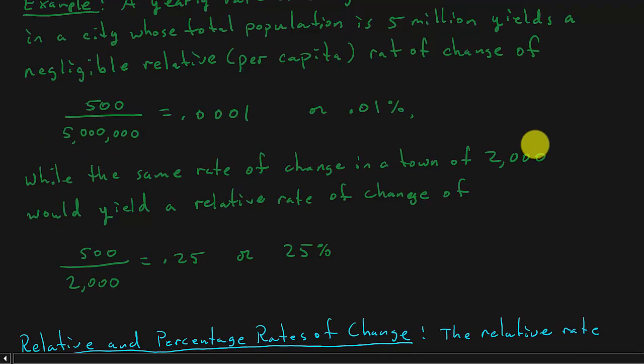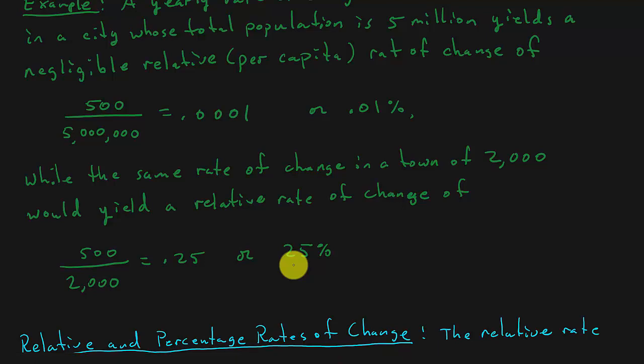But look at this. If we lose 500 people in a town that has 2,000 people, so this town only has 2,000 people, well, 500 divided by 2,000 is 0.25. So that's losing 25% of the people. That's a big deal. So you look at somebody and you tell them, well, you know what, we lost 500 people in the city.